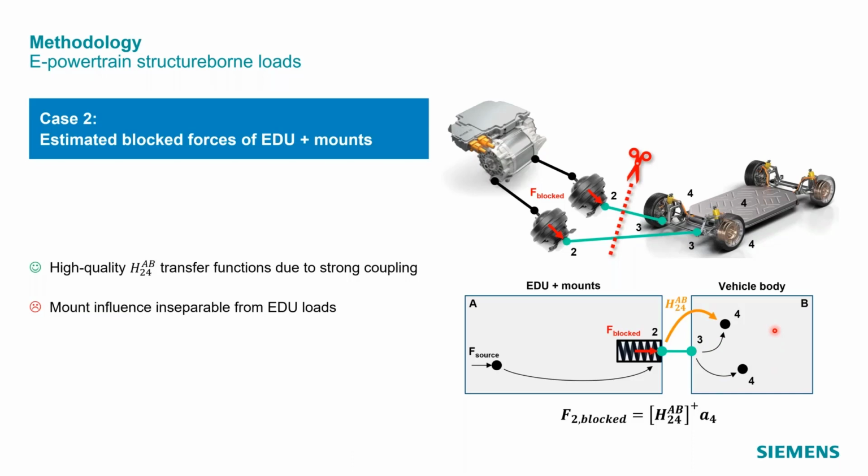That's certainly a positive. But the disadvantage of this strategy would then be that the mount influence will now be inseparable from the blocked forces that we measure. With this strategy, the blocked forces are still valuable, but it will not be possible to, for example, investigate what would happen in a future assembly if we change our mount stiffness by some different mount solution. That would not be something that we can do.